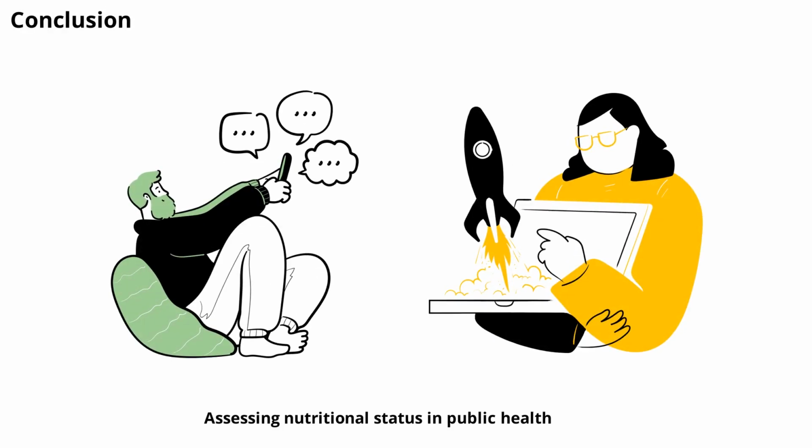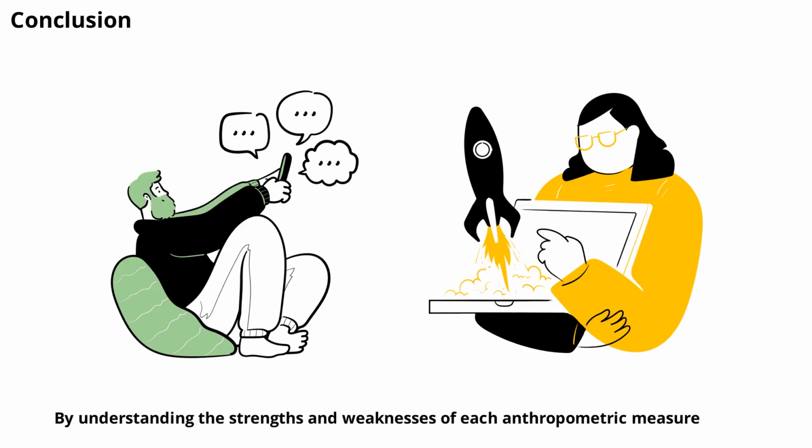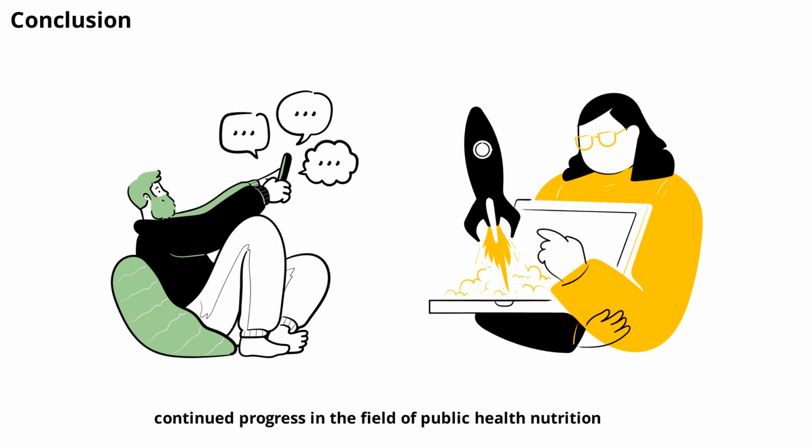Assessing nutritional status in public health settings is a complex but vital task. By understanding the strengths and weaknesses of each anthropometric measure, practitioners can make informed choices that improve health outcomes. As new technologies emerge, staying updated and validating new tools will ensure continued progress in the field of public health nutrition.